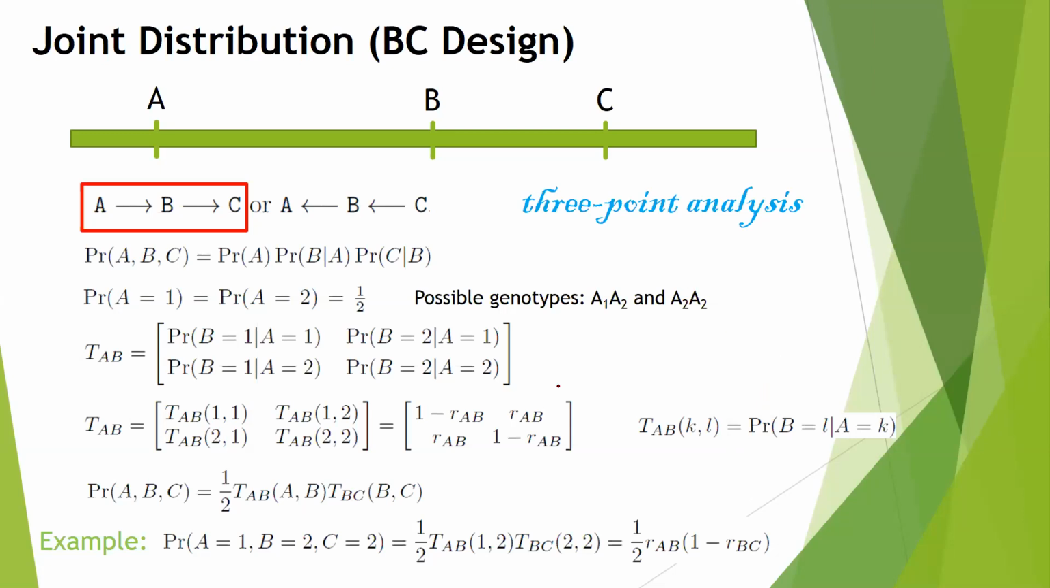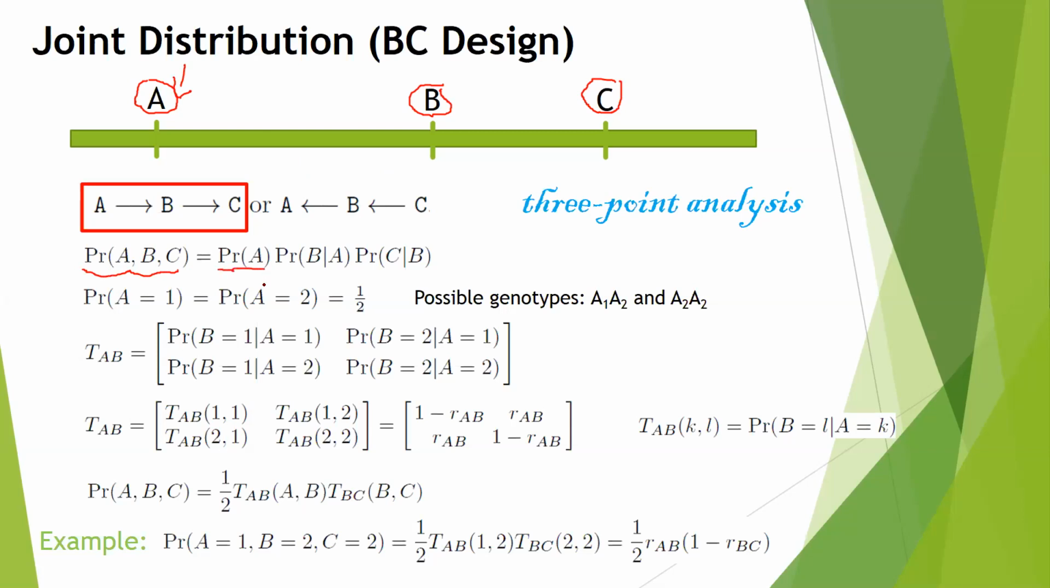Okay, so let's get started. Last time we talked about the Markov chain. So we can use a Markov chain to study the joint distribution of, for example, three loci A, B, and C along a chromosome. If we start from A, and treat A as the start of the Markov chain, we can write the joint probability of A, B, and C this way.